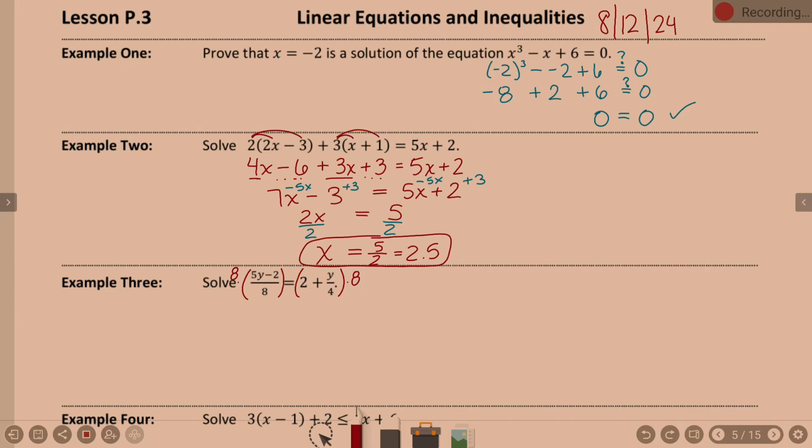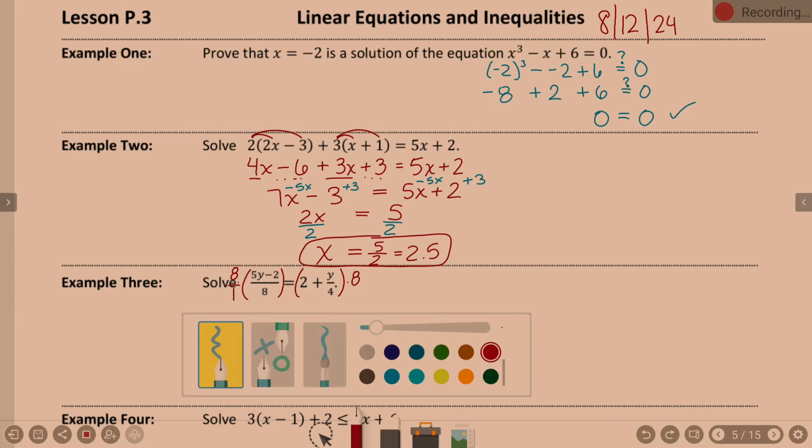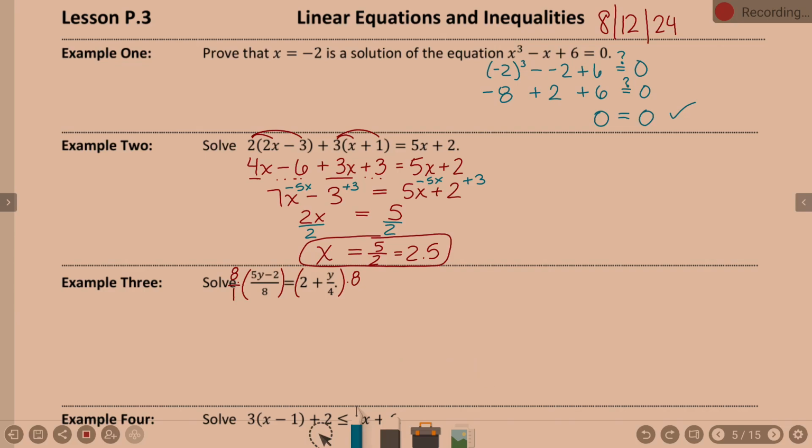Now, on the left, when you multiply 8 by a fraction, what is 8 as a fraction? 8 over 1. Okay, on the left, it's 8 over 1 times a fraction. What can we do here? Because this is one big fraction here, the 8 in the numerator can cancel with the 8 in the denominator. And what remains? (5y minus 2).